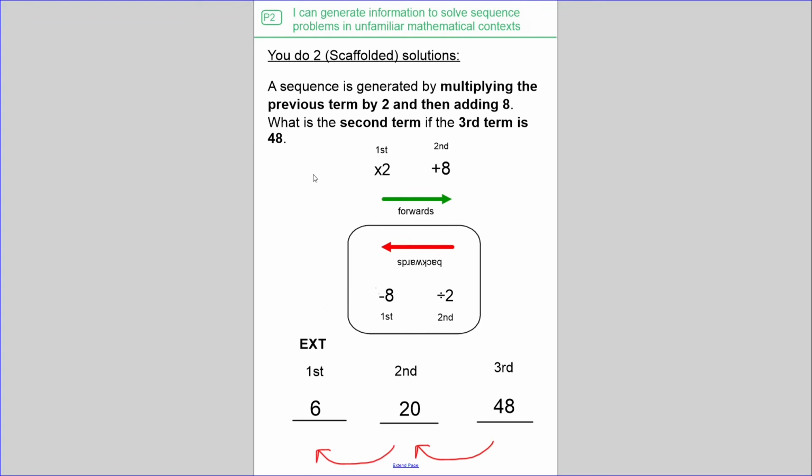So the third term here is going to be 48. And to find the second term, we need to subtract 8, then divide by 2, which gives us 20. And then we need to subtract 8 once again and divide by 2. And that means our first term here is going to be 6. Remember to write your sentence as well. So to describe the sentence, we're going to write down the second term is 20 and the first term is 6.